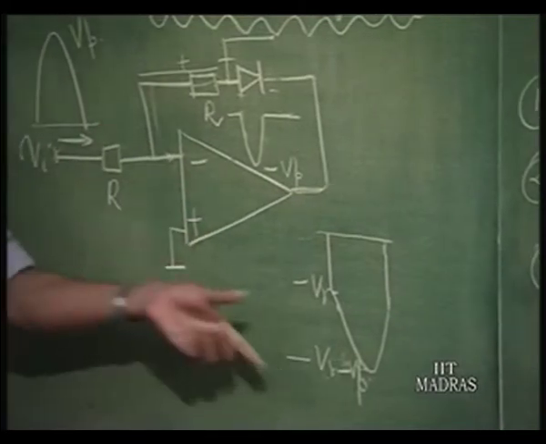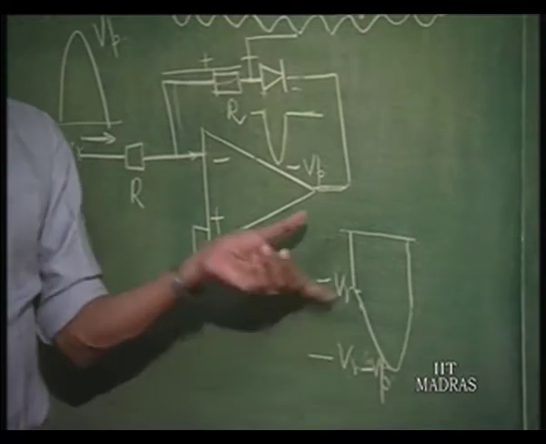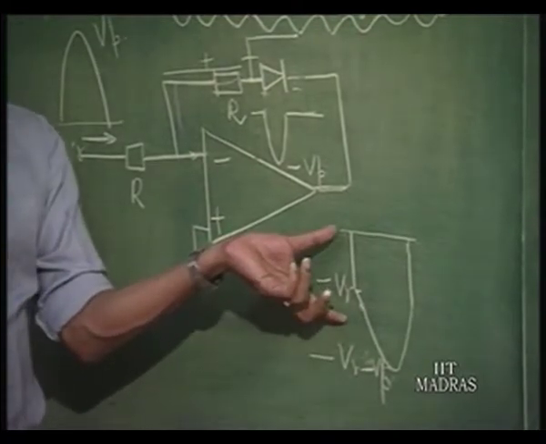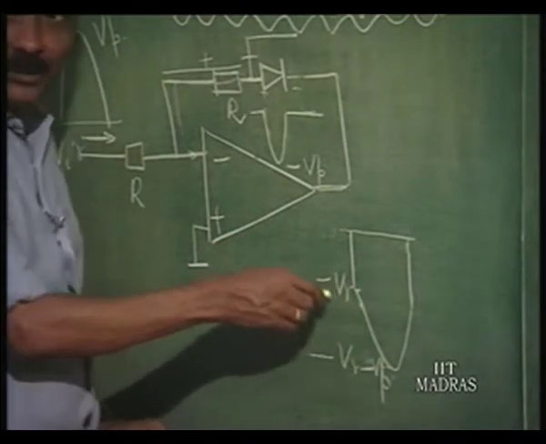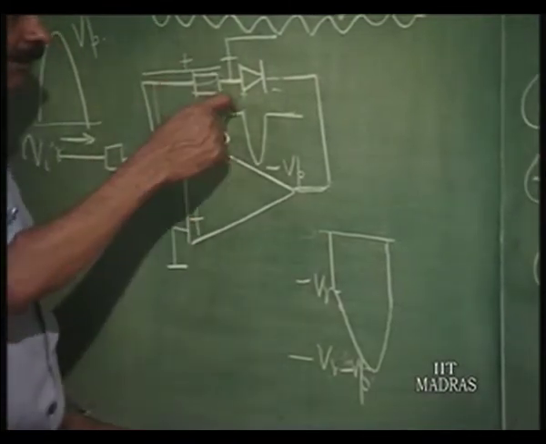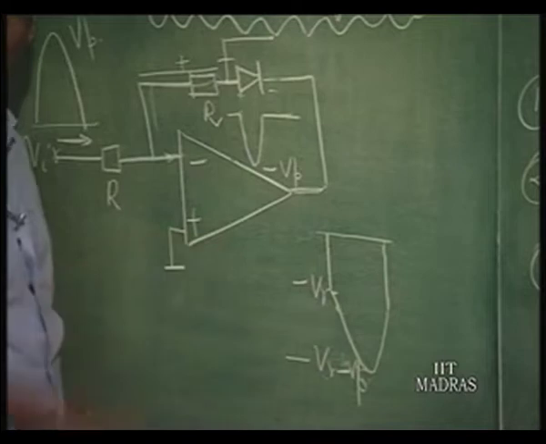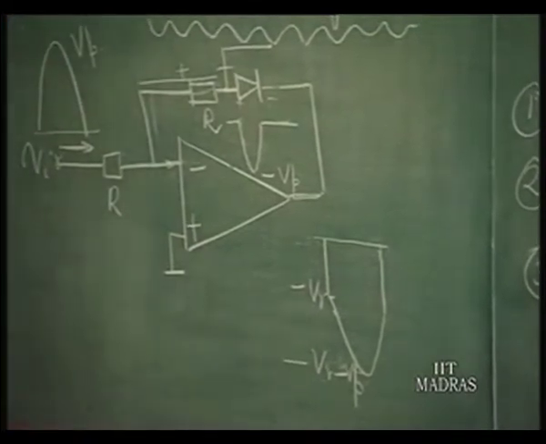In fact, if Vp is let us say 1 millivolt, okay, this V gamma is about 700 millivolts. So, actually you will not see this peak at all, it will look almost like a square wave here, whereas it will be a nice rectified half wave here, 1 millivolt with 1 millivolt peak. So, this is what is called a precision rectifier.